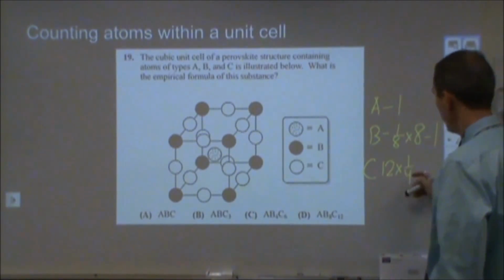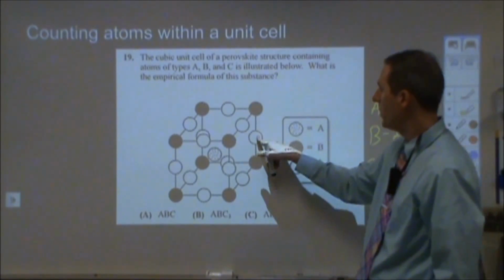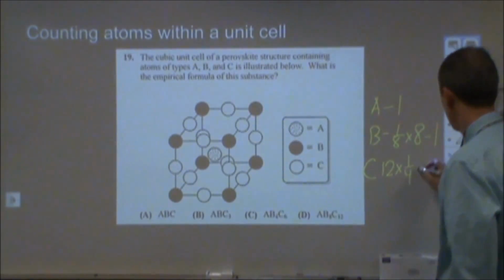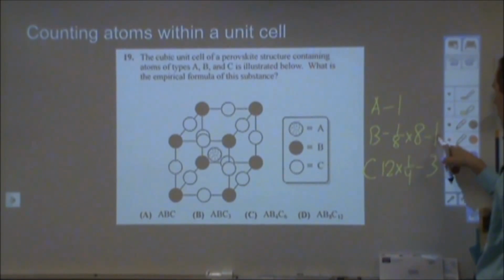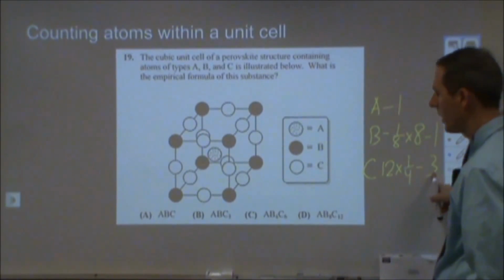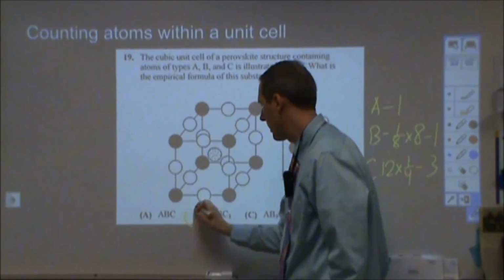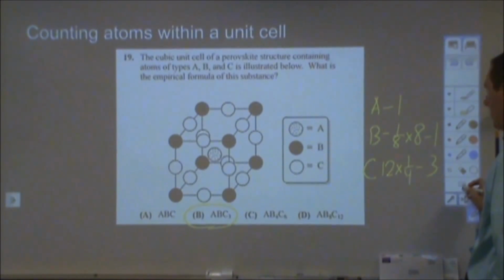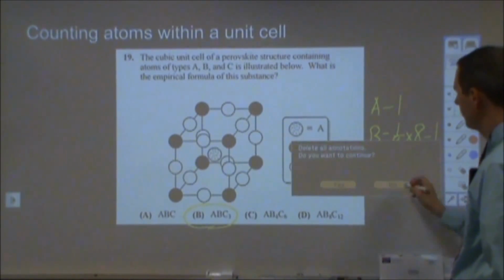However, only 1/4 of each of these counts towards this unit cell because this is shared with 4 other unit cells. So we have 1 A, 1 B, and 3 C's per unit cell. And so we end up with B as our answer, ABC3. That's what the empirical formula of that particular substance would be.